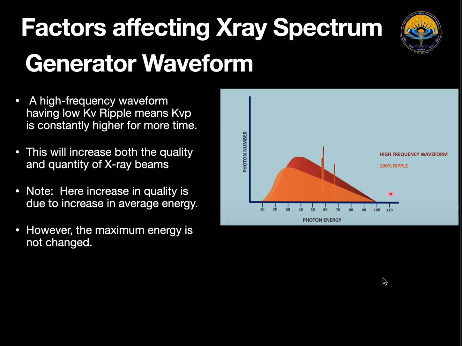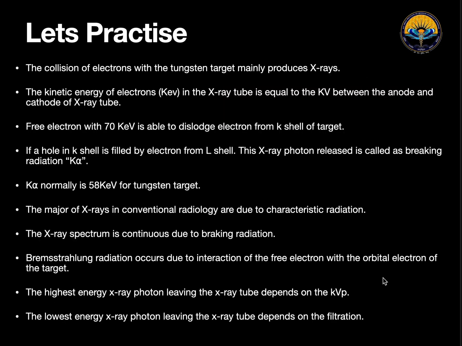Last is generator waveform. If we use a high frequency waveform having very low kVp ripple, then kVp is constantly higher for more time, and that means that our quantity and quality both will increase. But we should know that quality will increase not because the ultimate kVp has increased. The quality will increase because our mean average energy has increased, and maximum energy, or maximum kVp, is not changed. Now when we have finished this, let's revise once.